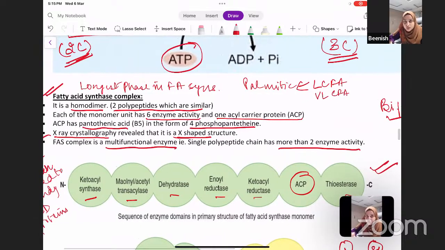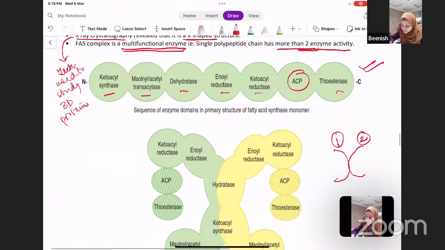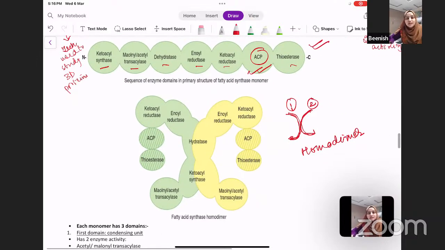So what is FAS? FAS is not a bifunctional enzyme. It is a multifunctional enzyme. And what is a multifunctional enzyme? When the polypeptide chain has more than 2 enzyme activities, okay? So we have already said that it has 6 different enzyme activities. So that was briefly about FAS, okay? I hope it is clear that it is an X-shaped structure, and it is a homodimer, and each monomer has 6 different enzyme activities plus one ACP, that is acyl carrier protein. So this was about FAS, and FAS is a multifunctional enzyme. Obviously, when we are saying it has 6 different enzyme activities, it is a multifunctional enzyme.